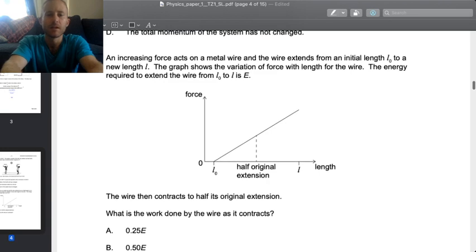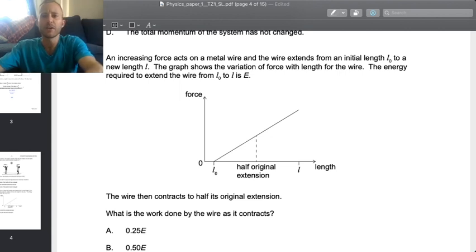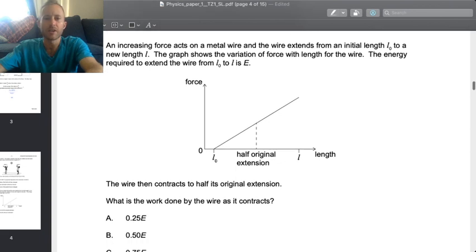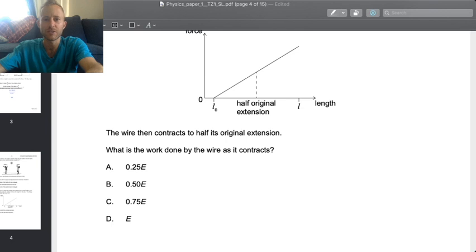Number 7. An increasing force acts on a metal wire, and the wire extends from an initial length L0 to a new length L. The graph shows the variation of force with the length of the wire. Wow, that's a really stretchy wire. The energy required to extend the wire from L0 to L is E. Then the wire contracts to half its original extension. What is the work done by the wire as it contracts?